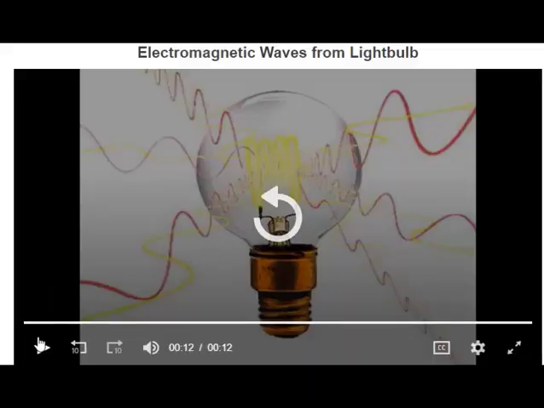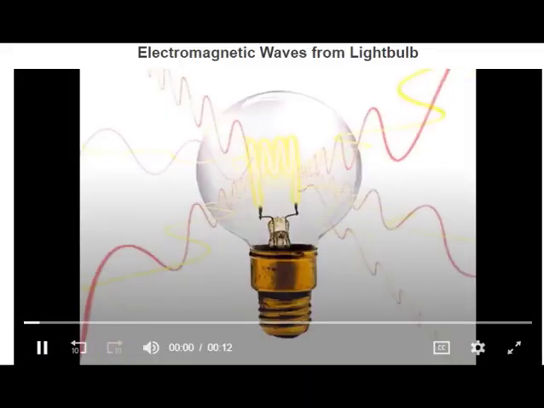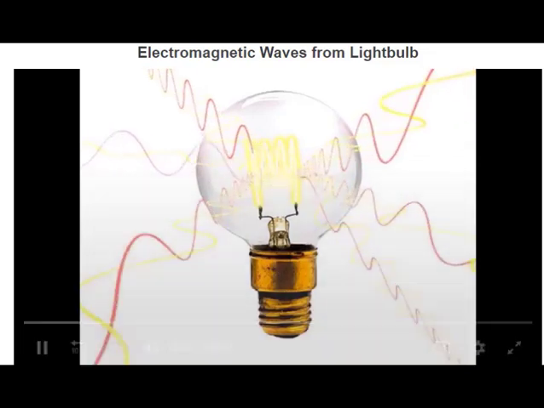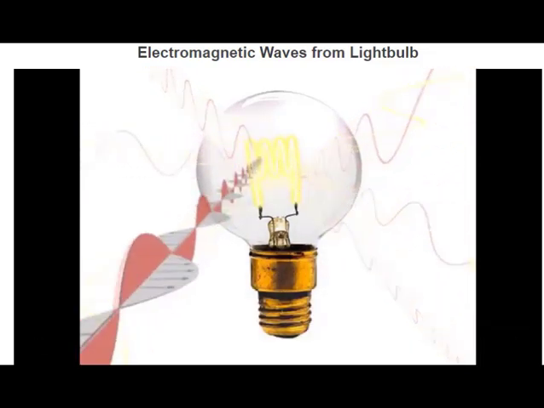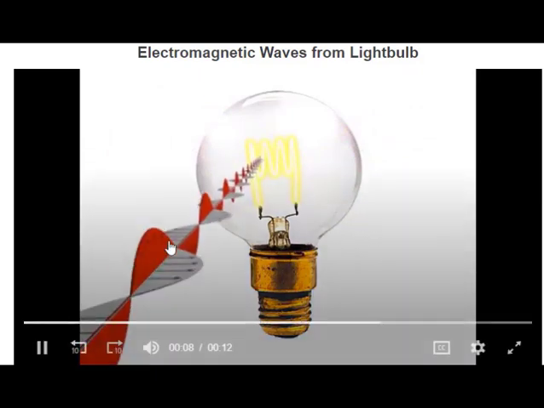Here's a quick little video clip from our text. Visible light is a form of electromagnetic radiation, which emanates from the source as waves. The waves are electric and magnetic fields oriented perpendicular to each other.